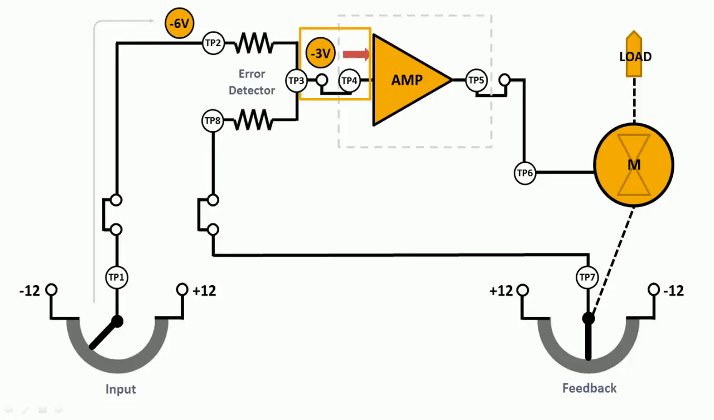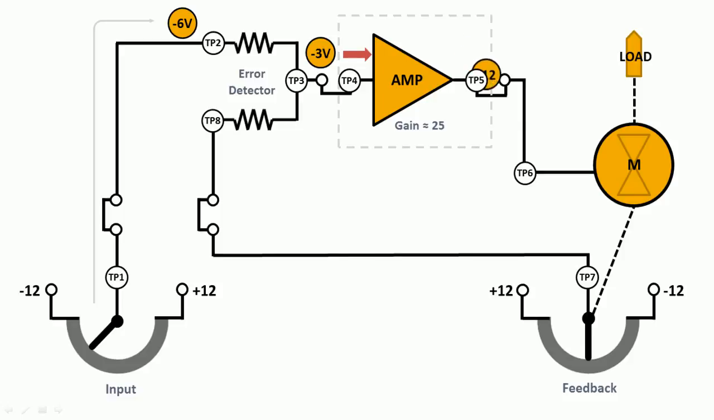Again, the negative 3 volt error signal is applied to the input of the amplifier. This amplifier has a gain of about 25, so the output in this case would theoretically be negative 75 volts. I arrived at this value by multiplying the gain of the amplifier, in this case 25, by the input voltage of the error signal, in this case negative 3 volts. In reality, this amplifier is limited to an output range of negative 12 to positive 12 volts. So in this case, the negative 3 volt input signal will result in a negative 12 volt output signal.